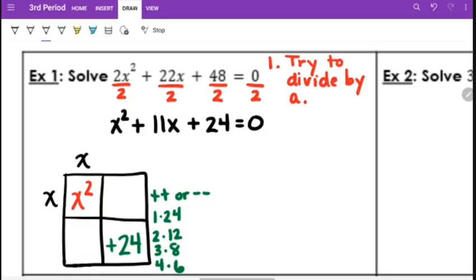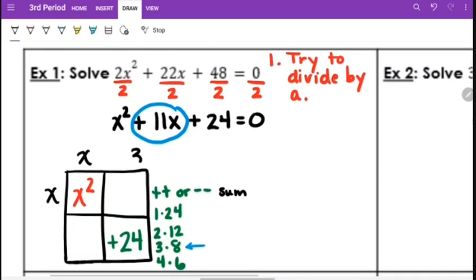Our number 24 is positive, which means that these two things we're multiplying together must also both be positive, or they could both be negative. So we need, since the signs are going to be the same, since it's either a plus plus or a minus minus, we're looking for a sum that gives us 11x. So look down the list, try to find two numbers whose sum is 11, and that should pretty quickly take us to the 3 and the 8.